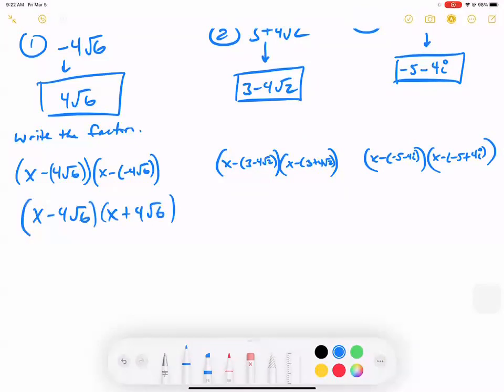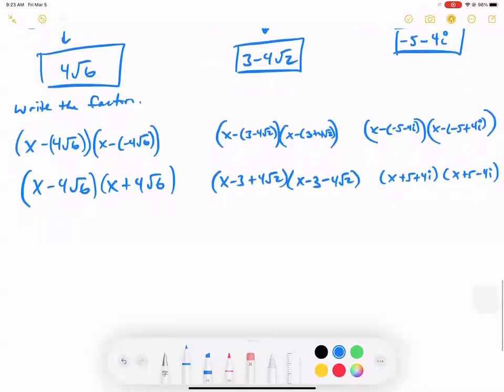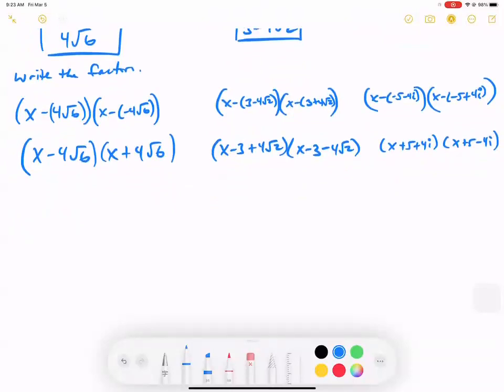This over here would be x minus 3 plus 4 square root of 2, x minus 3 minus 4 square root of 2, x plus 5 plus 4i, x plus 5 minus 4i. Okay. And now if we go ahead and multiply them across, we can do that. These are all the types of questions that we're going to be seeing.